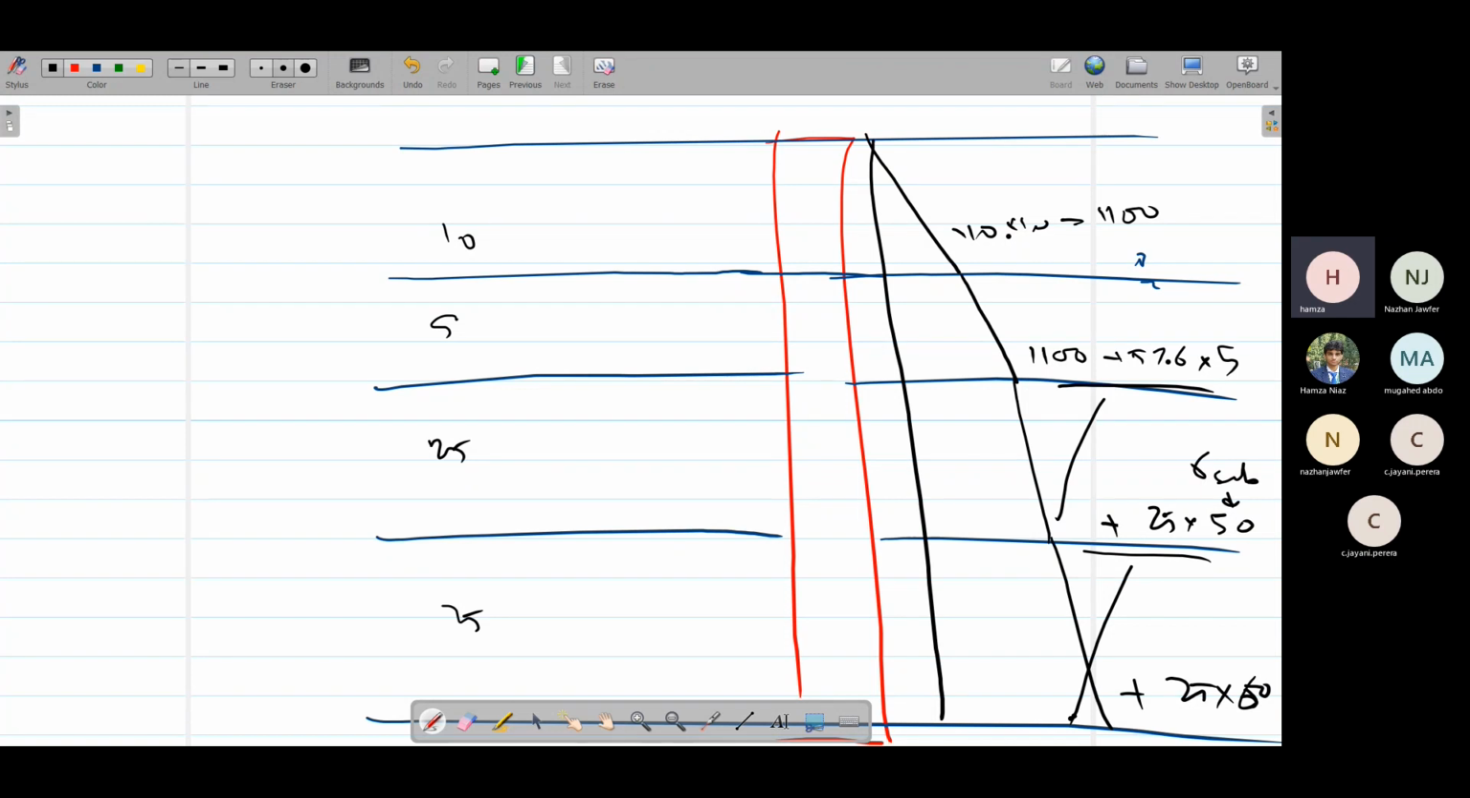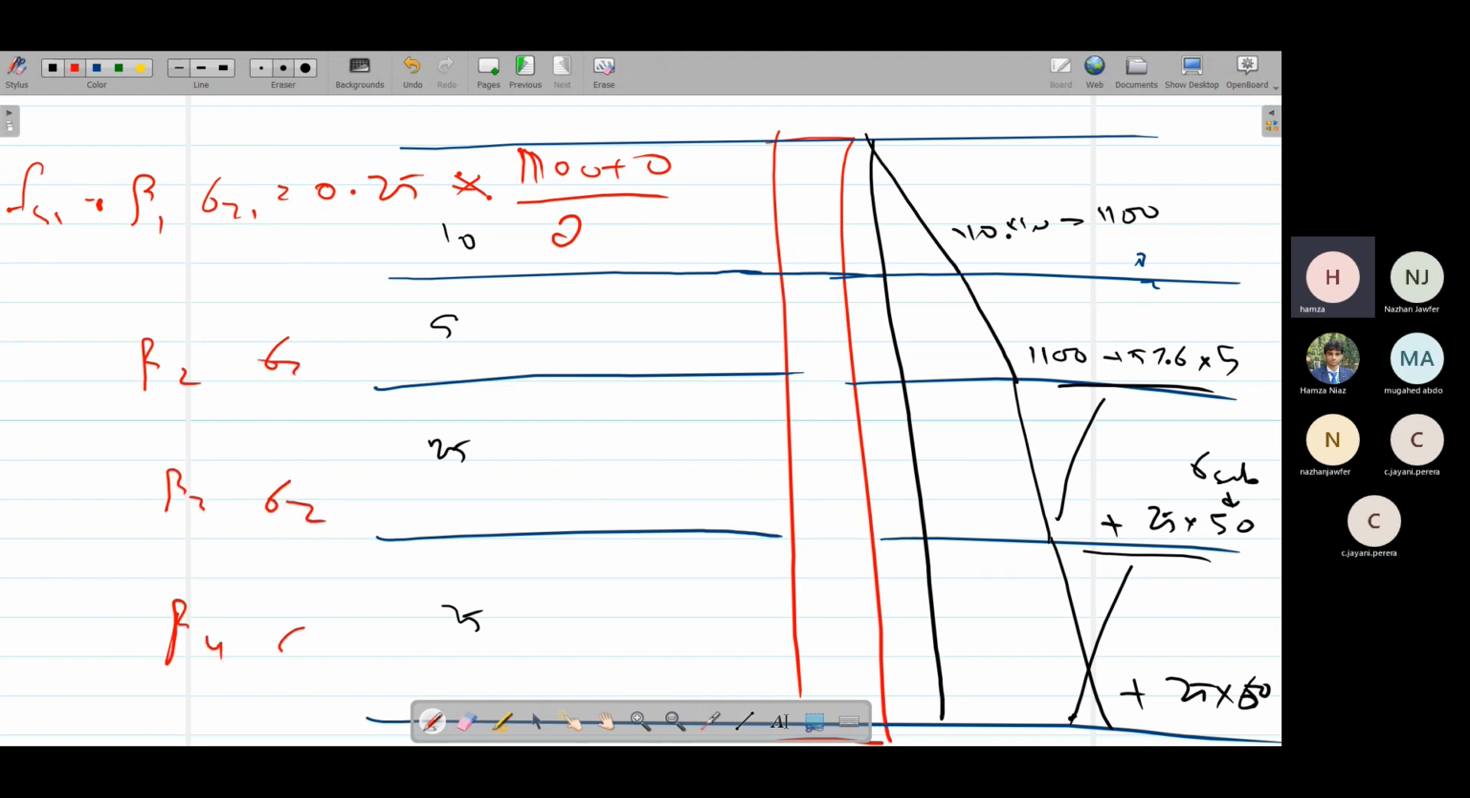After getting the overburden pressure, the rest is the same. Fs1 is equal to beta 1 times sigma z1. Beta 1 we calculate this way, 0.25. Sigma z1 is simply the average of the first layer pressure, 1100 plus 0 over 2. Similarly beta 2 times sigma z2, beta 3 times sigma z3, beta 4 times sigma z4. This way you can get fs2, fs3, fs4. This beta method is a bit lengthy, but it is quite similar to the sand method. So any issue in this? Simply multiply beta with the average pressure in that layer.